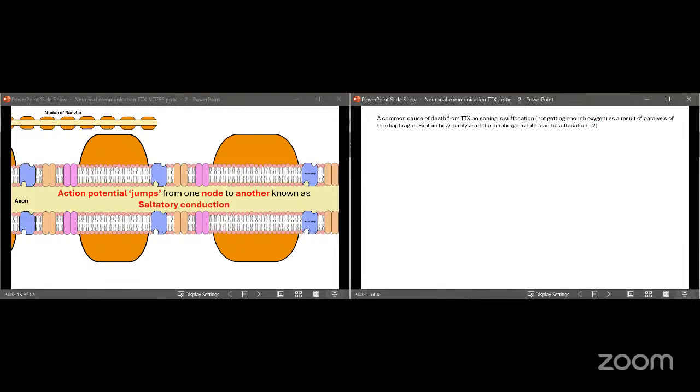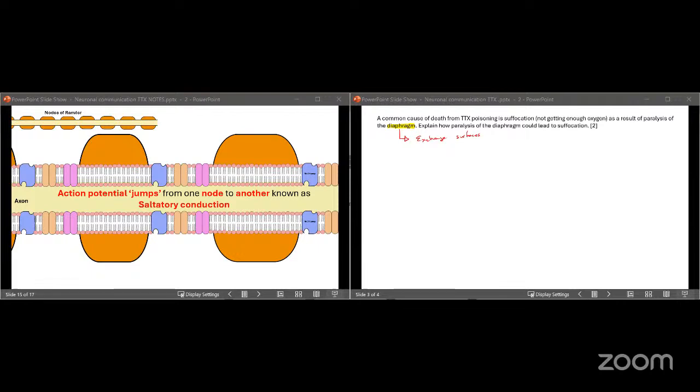So now if we look at the next question then, the next question says, a common cause of death from TTX poisoning is suffocation, not enough oxygen as a result of paralysis of the diaphragm. So in this case, because it's paralysis of the diaphragm, what they're actually checking is, do you know anything about your diaphragm? So the diaphragm, you should know, is part of your exchange surfaces topic area. And therefore, what is the diaphragm?